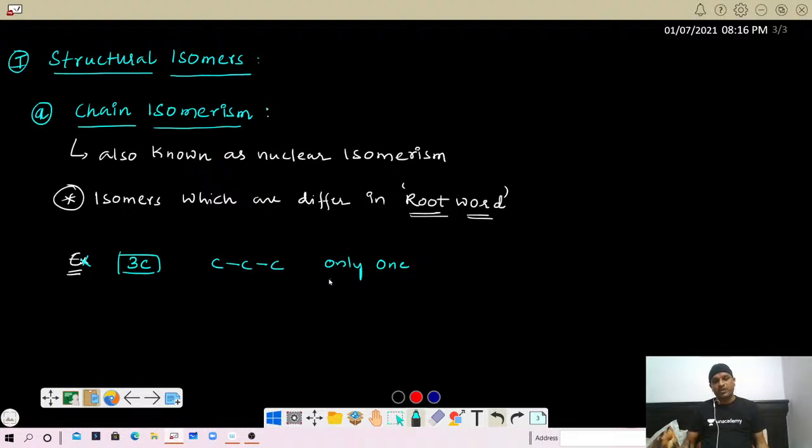So only one chain is possible. You can't write more than one chain, because in whatever way you connect the 3 carbons, you will get only a continuous chain. If you connect like this or like this, whatever the way, you will get only one type of chain. That is a propane chain, right?